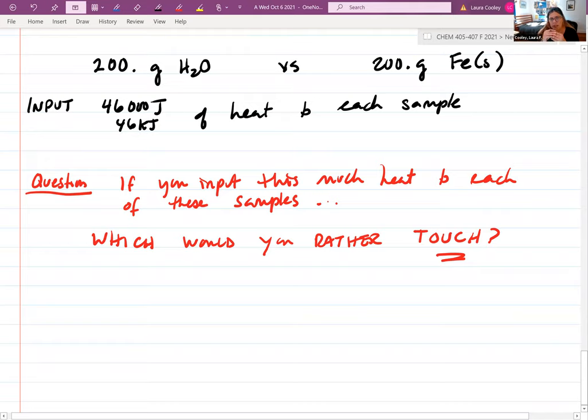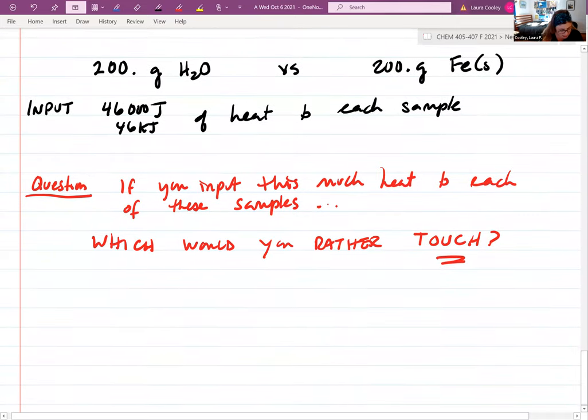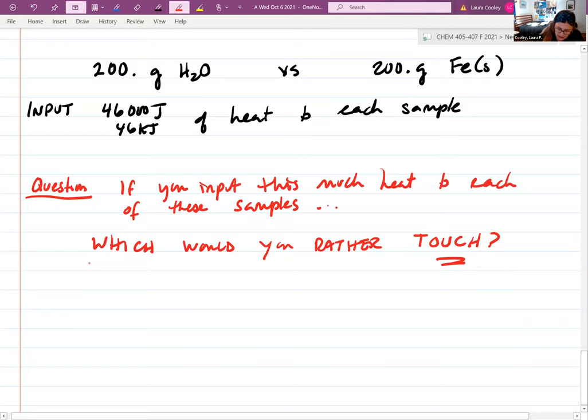And of course, you'd rather not touch something that's going to burn you. So if you just do a very simple calculation, let's suppose, I told you I use joules and now I use moles and now I'm using grams, but that's all right. We're going to calculate Q.